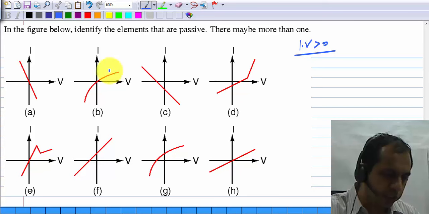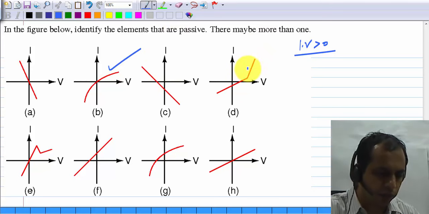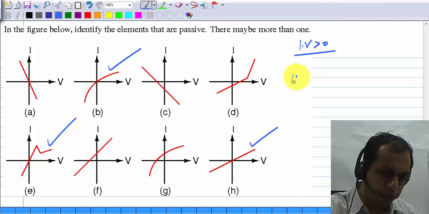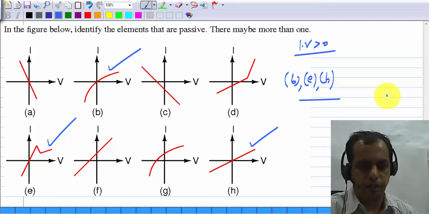First one doesn't obey that, the second one does, this one doesn't, this one also doesn't, because there is a little bit of it in the fourth quadrant. This one does, and finally this one does. So B, E and H are the correct answers.